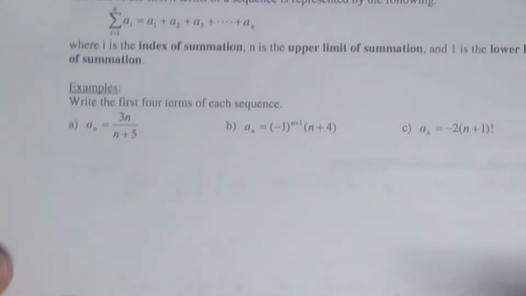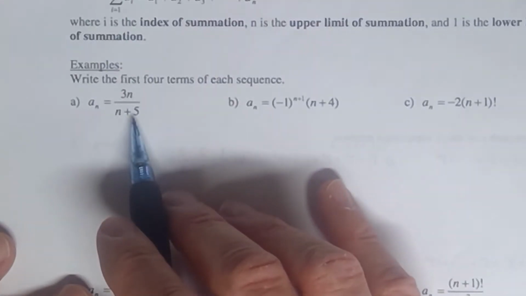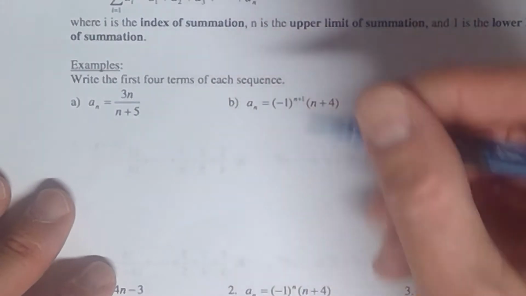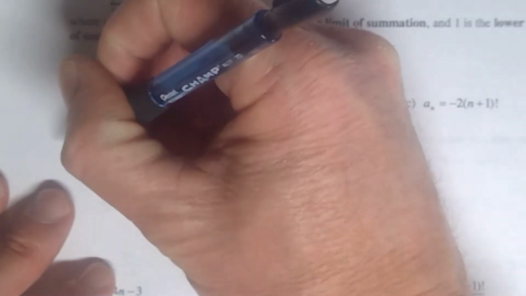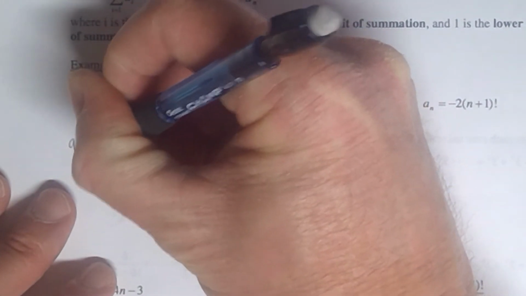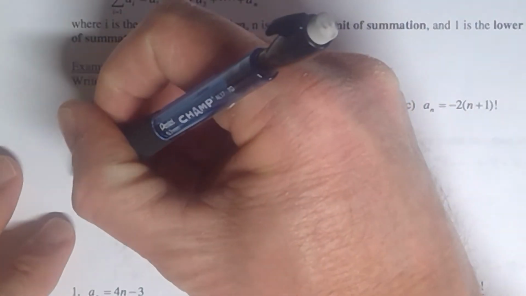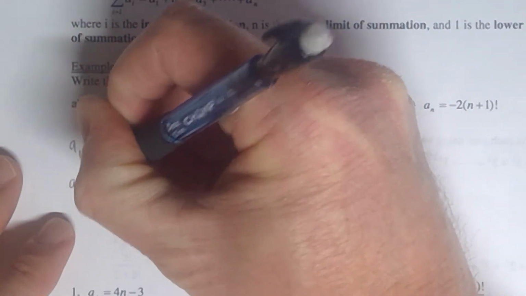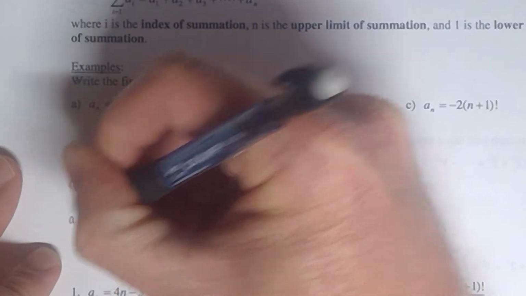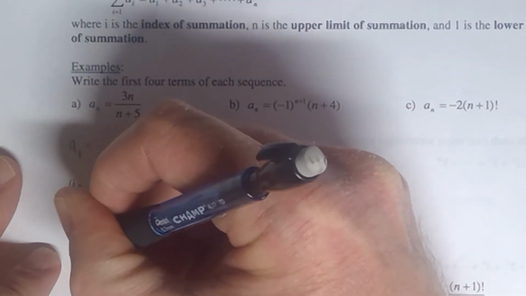Let's jump into the first one here. Here's our first sequence formula, which is a function formula, and it says write the first 4 terms of the sequence. What they mean by first 4 terms is, since the domain is 1, 2, 3, 4, 5, 6, 7, and on forever and ever, the first 4 terms would be when you plug in 1, 2, 3, and 4. That would represent the first 4 terms.